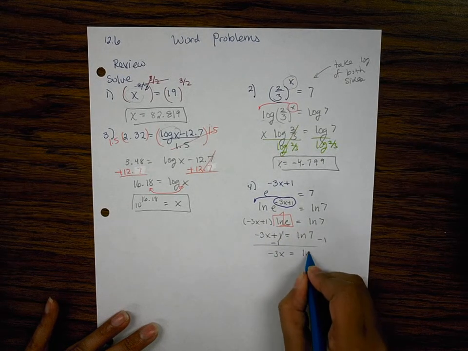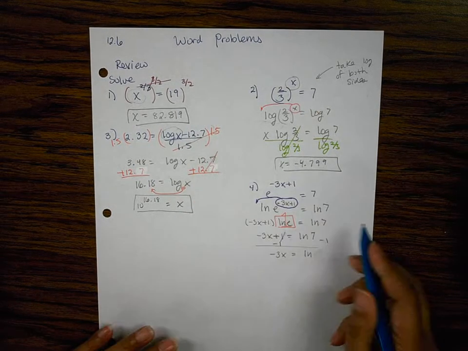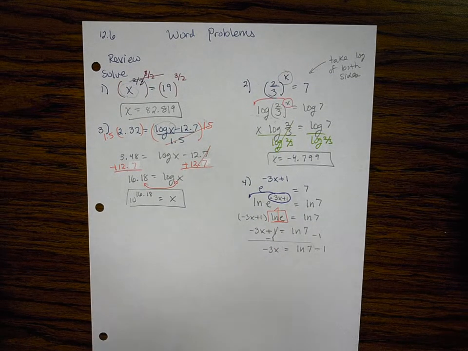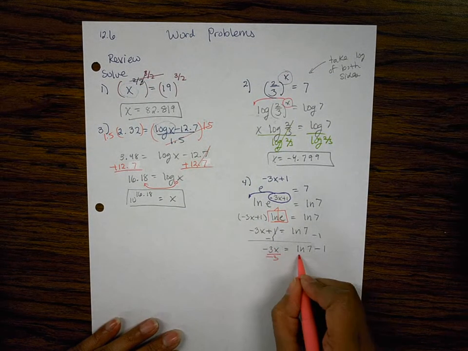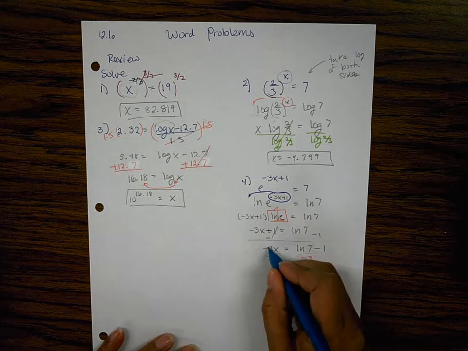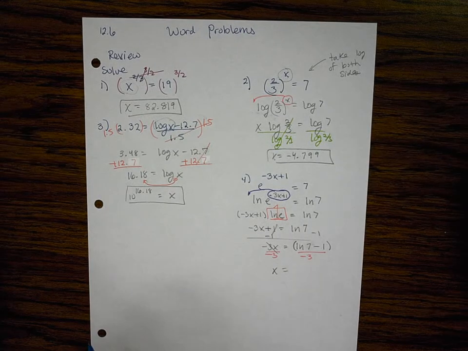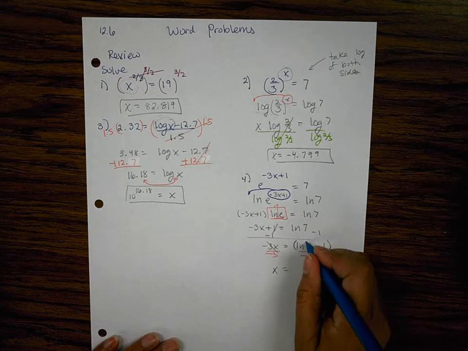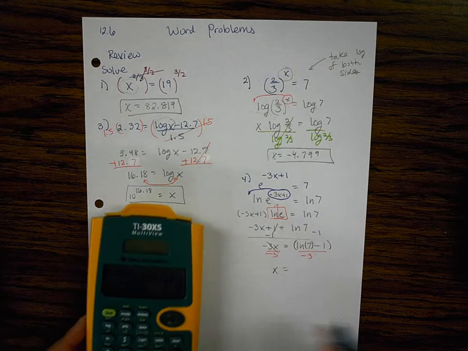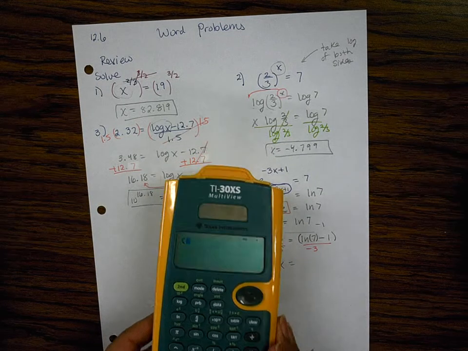So I'm going to subtract 1. Negative 3x equals ln of 7 minus 1. And then I'm going to divide by negative 3. X equals, when you plug this in your calculator, you'll put parentheses, ln of 7, close parentheses, minus 1, close parentheses, divided by negative 3.